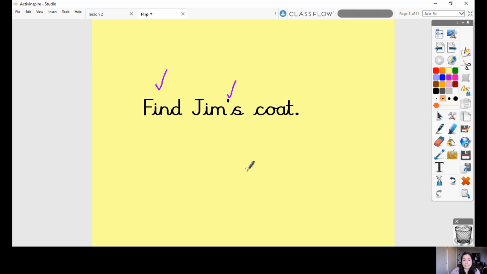Okay, next sentence now. So change your pen back to your pencil. And your next sentence is, Sal's poor hair is wet. Sal's poor hair is wet. If you're not sure how to do the air sound, have a look on your phoneme mat, which can be found on the website. Sal's poor hair is wet. Right, pause it here and come back when you've done it.